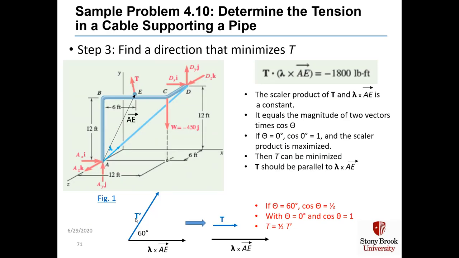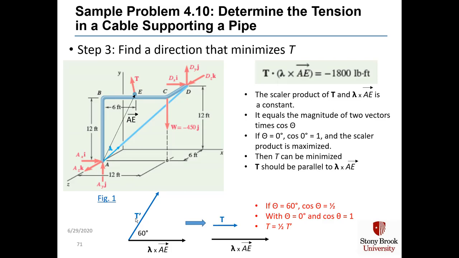Now we'll find a direction that minimizes the magnitude of T. We just learned that the scalar product of T and lambda cross AE is equal to minus 1,800, which is a constant. And that constant equals the magnitude of the two vectors times cosine theta. If theta equals 0 degrees, cosine theta equals 1, and the scalar product is maximized. The magnitude of T can be minimized. Vector T should be parallel to the vector lambda cross AE.